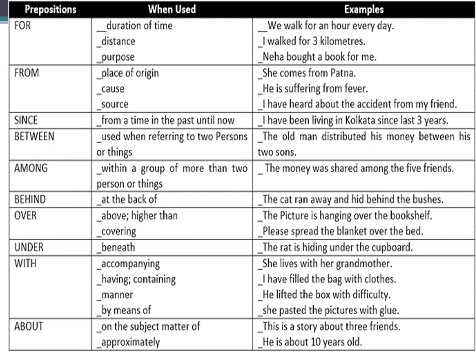With, we can use with for accompanying, having, containing, manner, by means of. For example, she lives with her grandmother. I have filled the bag with clothes. He lifted the bag with difficulty. She pasted the pictures with glue. About, on the subject matter of, approximately. This is a story about 3 friends. He is about 10 years old.